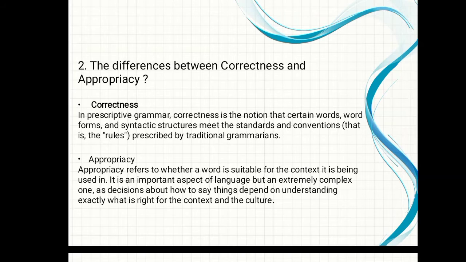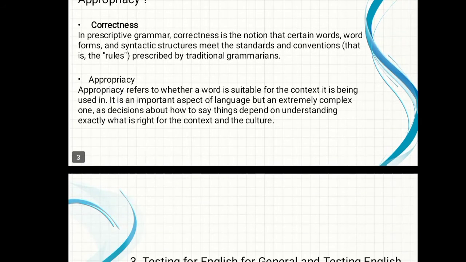And appropriacy refers to whether a word is suitable for the context it is being used in. It is an important aspect of language, but an extremely complex one, as decisions about how to say things depend on understanding exactly what is right for the context and the culture.